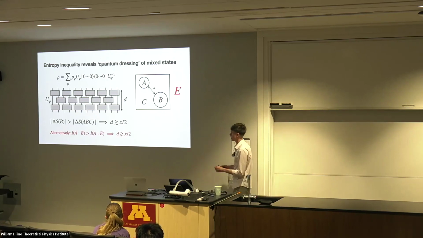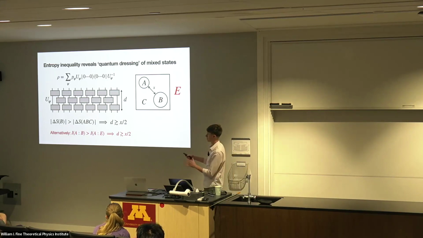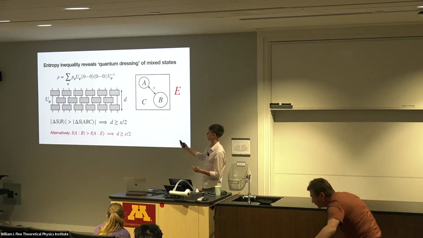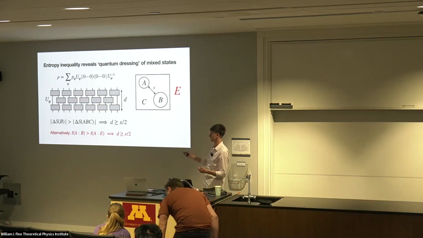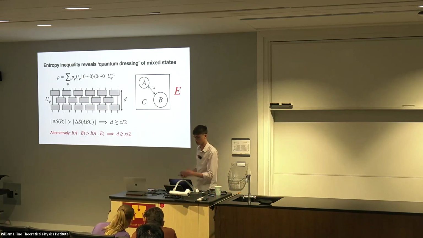There's another way of thinking about this where you bring in the eavesdropper. Without thinking about any measurement, if you take your many-body system and you find that the mutual information between two parts of the system is greater than the mutual information between one of the parts of the system and the environment, then the circuit depth has to be greater than x over 2. Okay, so this allows you to see how dressed the state is.